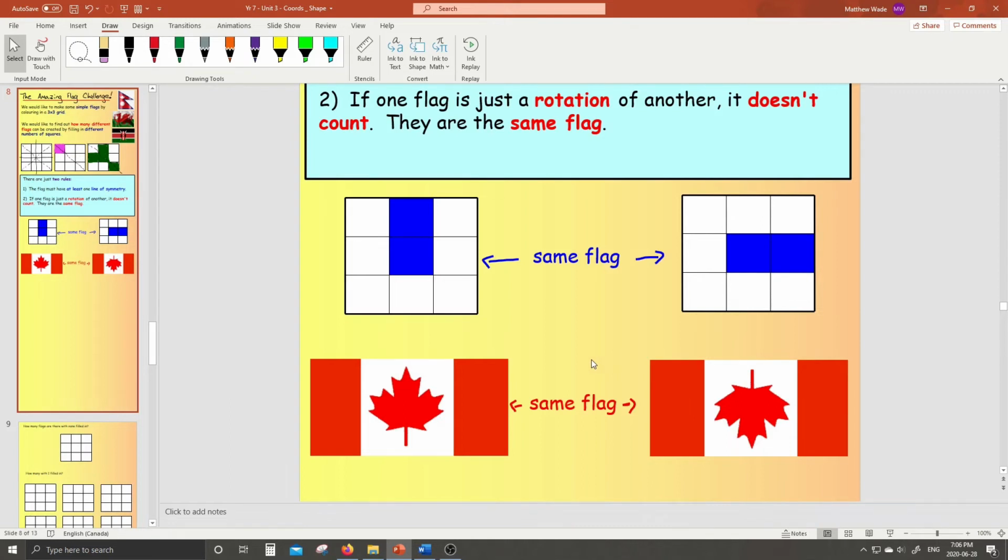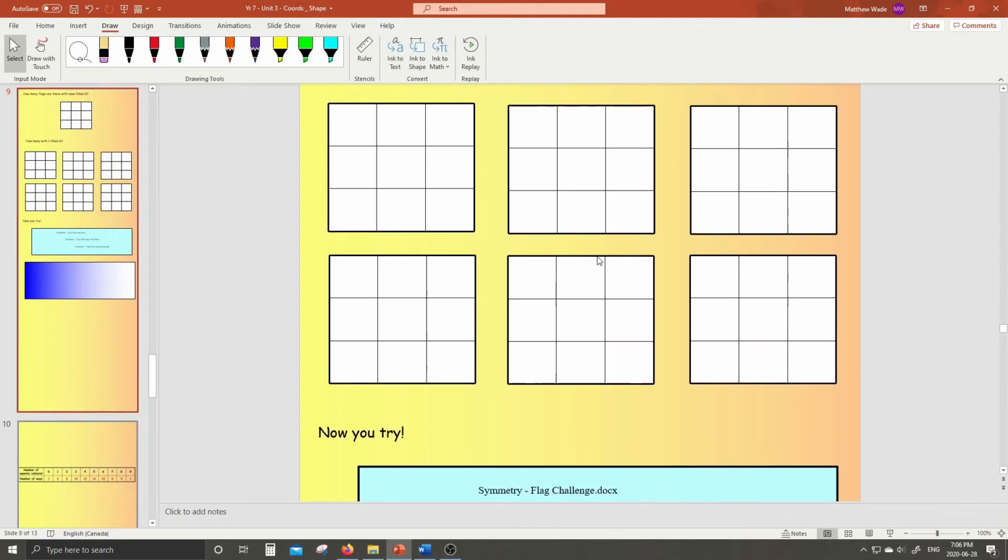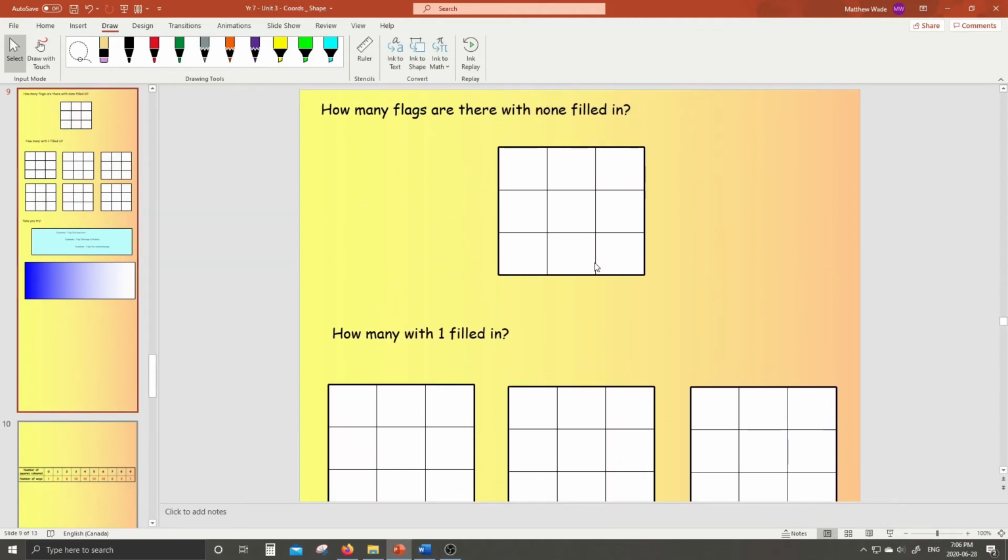Here's what we're going to do. It's quite tricky, this, but just on the blank grids, we're going to start by figuring out how many flags there are that have no squares filled in, 1 square filled in, 2 squares filled in, 3 squares filled in. Now, this is where the homework ends, okay? So you all have to do 0, 1, 2, or 3, and tell me how many possible flags there are.